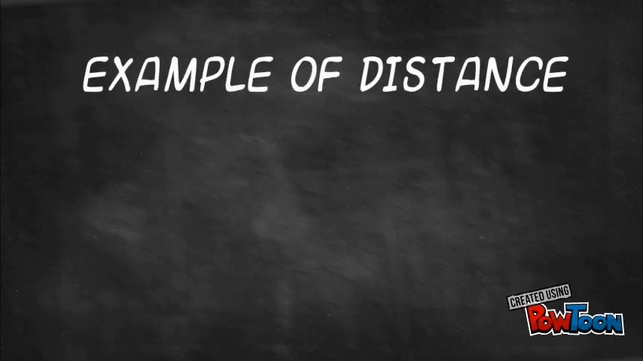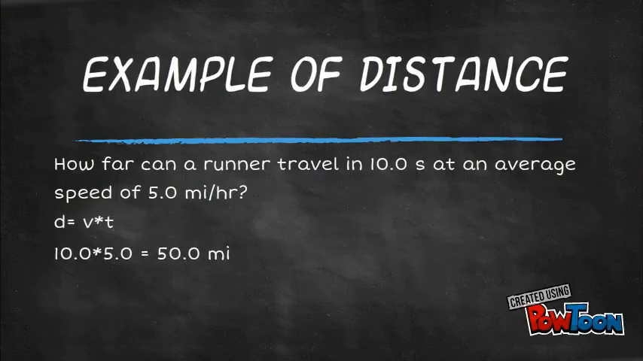Example: how long does a trip take if a car travels 100 miles at an average speed of 10 miles per hour? T equals 100 miles over 10 miles per hour. T equals 10 minutes. Example of distance: how far can a runner travel in 10 seconds at an average speed of 5 miles per hour? D equals V times T. 10 times 5 equals 50 miles.